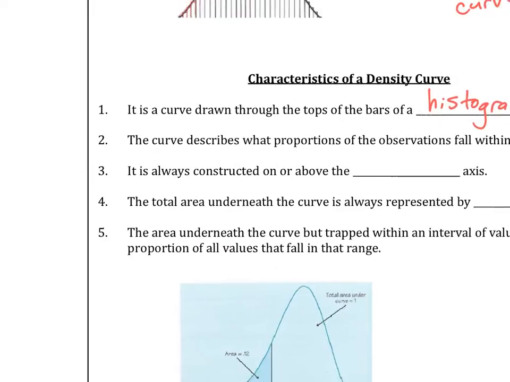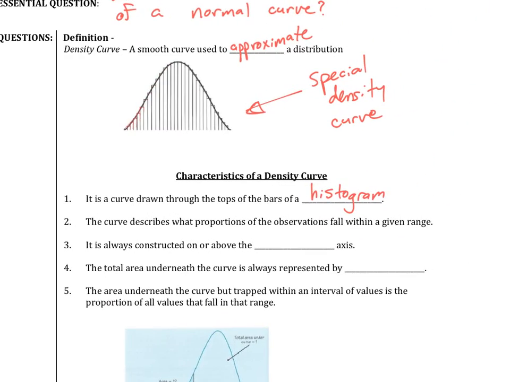Okay, the second characteristic is the curve describes what proportions of the observations fall within a given range. Okay, it is always constructed on or above the horizontal axis. All that means is there's never going to be ones that come down like this. That's never going to happen. It's always going to be on or above that.